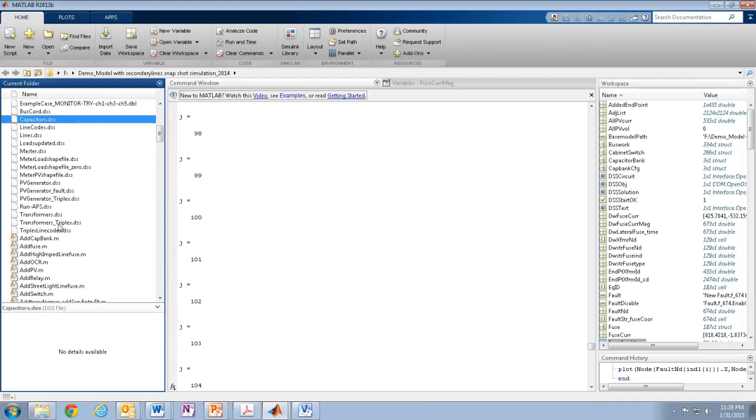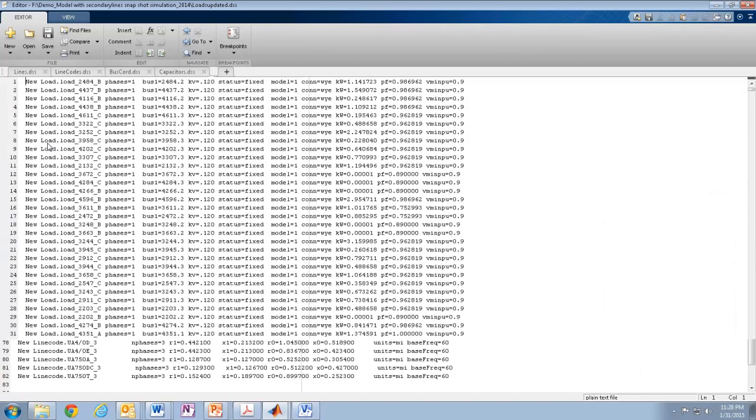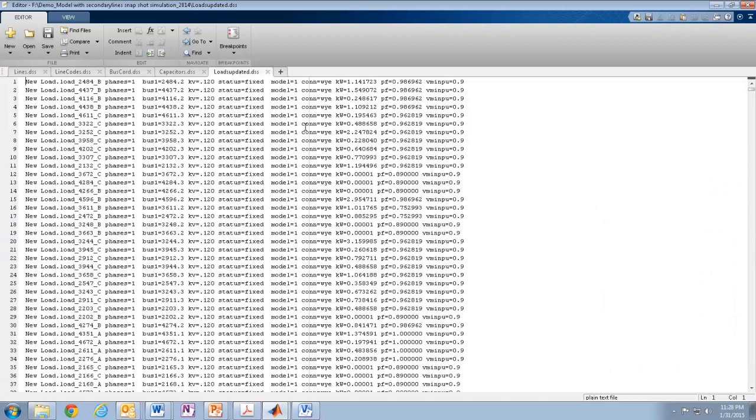distribution transformers. Similarly, if you look at for example this loads updated.dss, that has the information on the loads at each of the transformer secondary, like the kilowatt and the power factor of operation, and this has been determined from the method that we use called the zone division analysis.